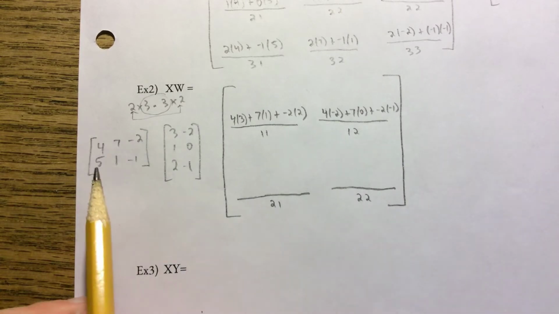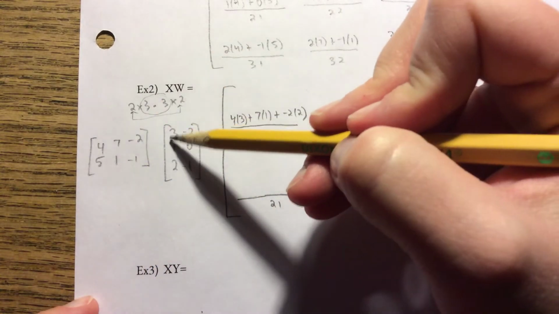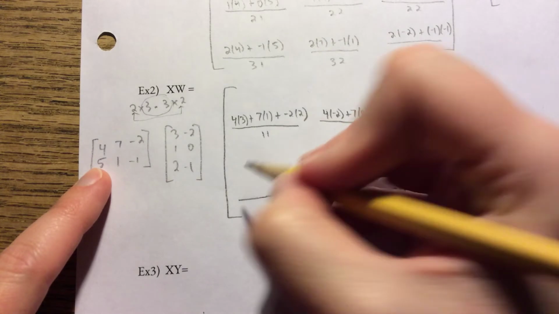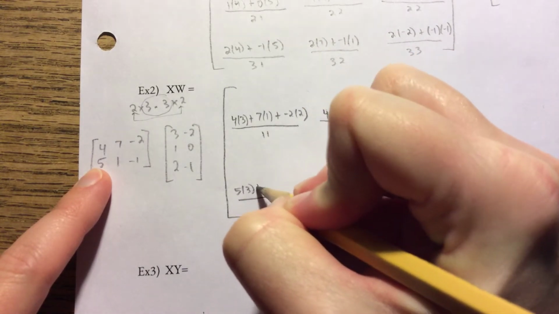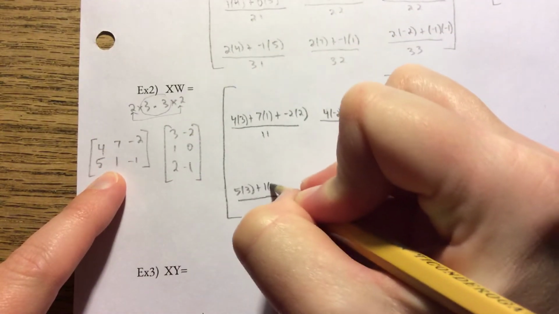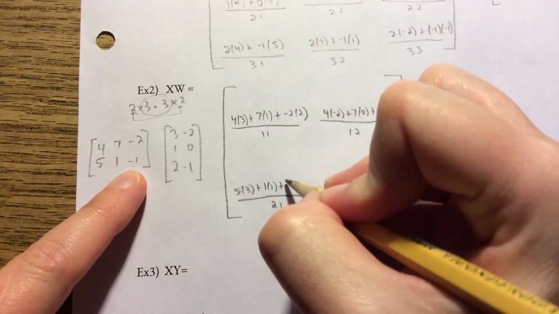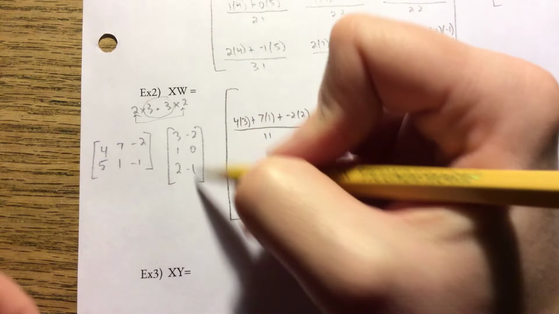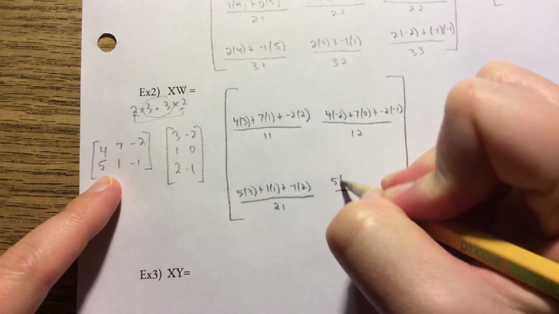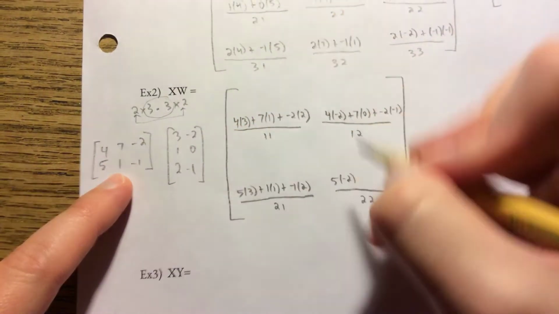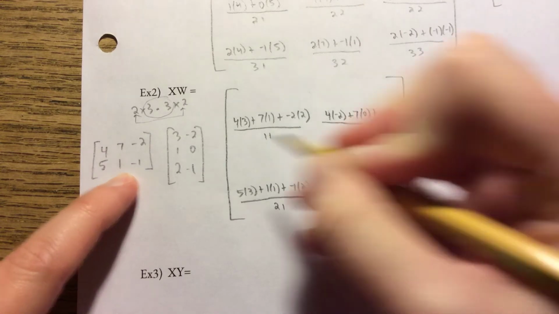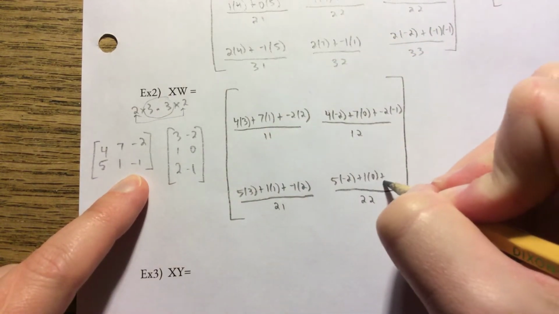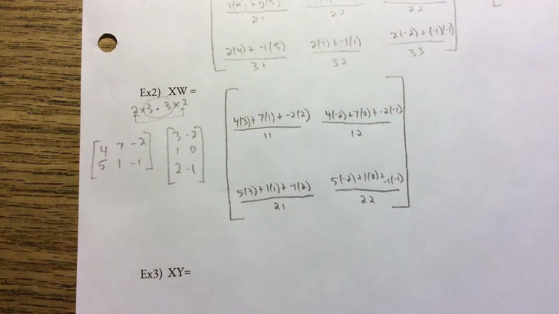Now in the bottom, that is now second row times first column. So 5 times 3, 1 times 1, negative 1 times 2, and second row, second column, 5 times negative 2, 1 times 0, negative 1 times negative 1.